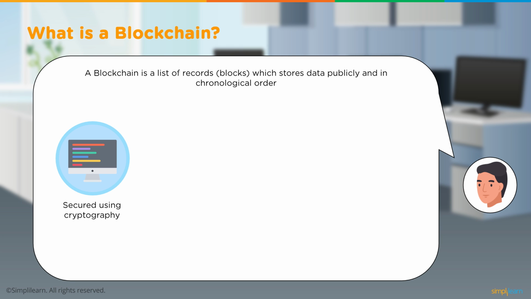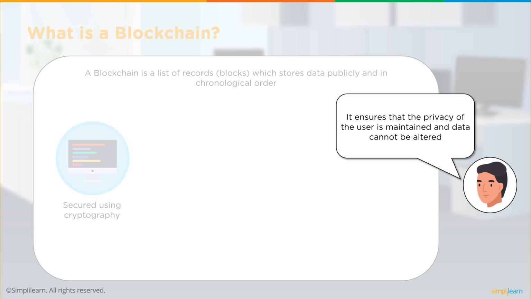Now, what is blockchain? Blockchain is a list of records called blocks which stores data publicly and in chronological order. And the entire information is persisted using cryptography. It is secured using cryptography. Cryptography ensures that the privacy of the user is maintained and data cannot be altered.